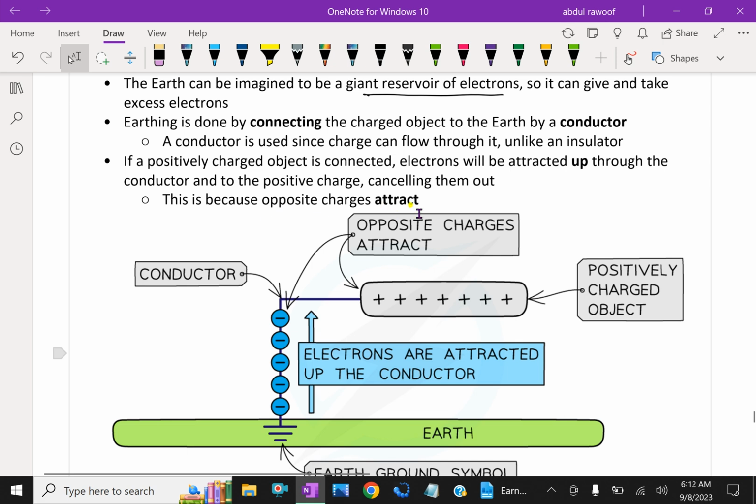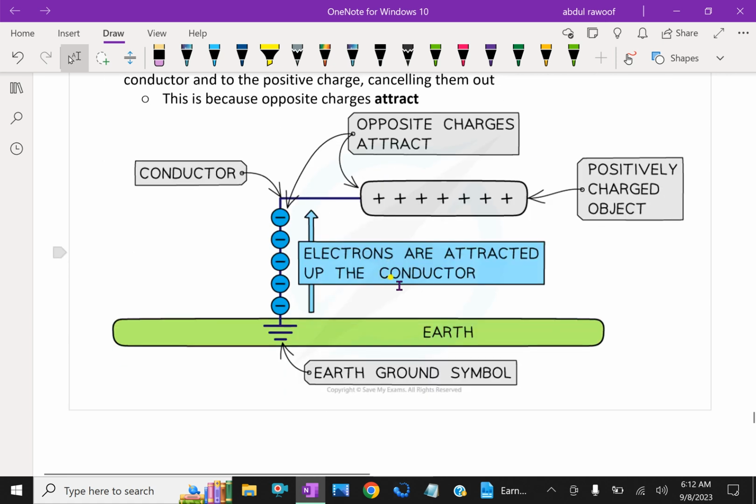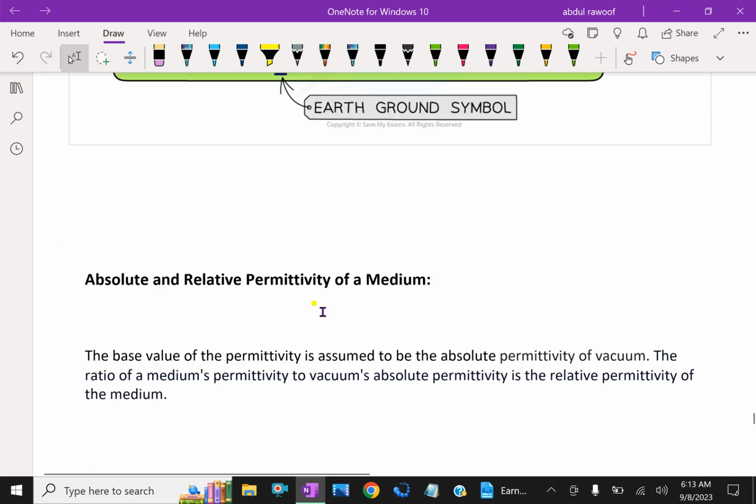This is because opposite charges attract, so Earth attracts electrons easily. Now look at here, this figure, here is the Earth. Opposite charges attract each other through this conductor. So look at here, the body is a conductor and it is positively charged; after earthing, that means connected to the ground, electrons are attracted to the earth, so the body becomes neutral.